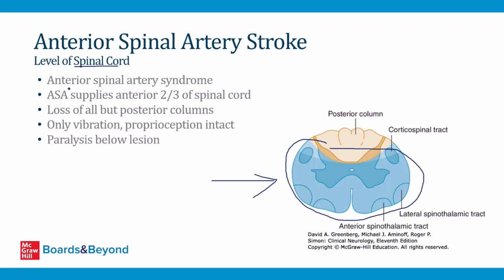This leads to what's known as an anterior spinal artery syndrome. Basically, the anterior spinal artery supplies the anterior two-thirds of the spinal cord, this entire structure shown in blue here. When you have an anterior spinal cord syndrome, you lose all function of the spinal cord except the posterior columns. These are the posterior columns back here. They carry sensory information on vibration and proprioception, so that will be intact. But otherwise, below the lesion, you will have paralysis and loss of motor function. You will also have sensory loss as well.